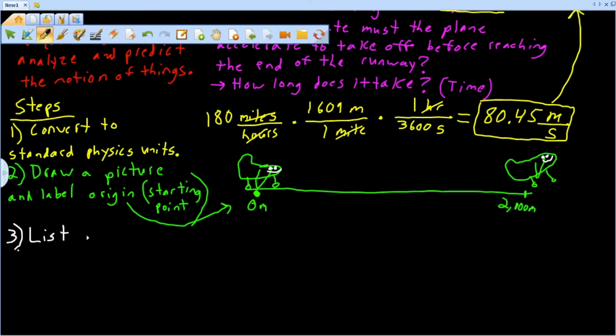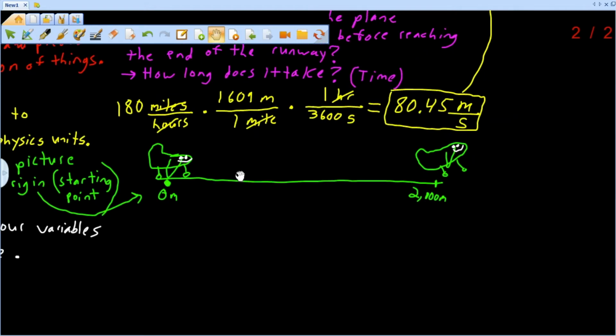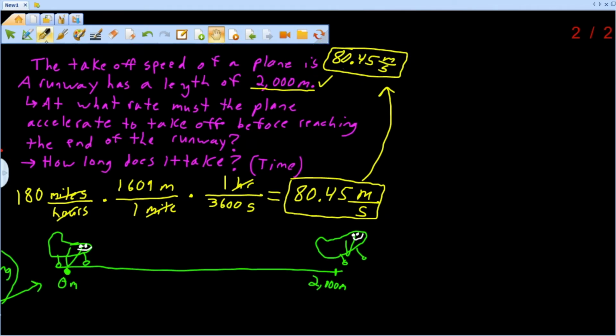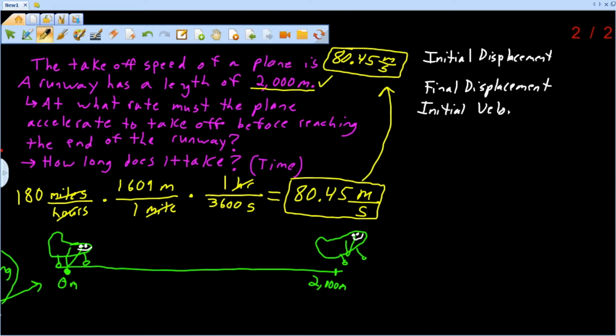Now we're going to look at step 3. And step 3 says that we need to list our variables in a table. So whenever we have a kinematic problem, we're always going to have 6 variables. And we're going to talk about what those are right now. One of our variables will be initial displacement, which is just referring to our initial starting point. Our next variable will be final displacement, and that's just referring to our ending point. Next, we'll have initial velocity, which is just asking us how fast are we moving in the beginning of the problem. Then we have final velocity, which is asking us how fast are we moving at the end of the problem.